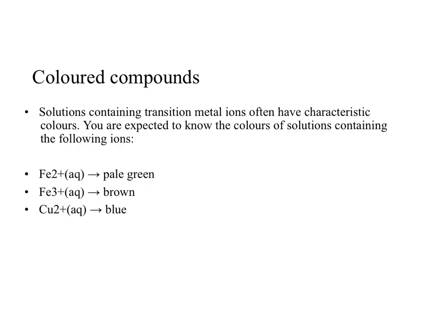Okay, so some transition metals have the ability to form coloured compounds, and you have to remember these three, so you need to learn them. They might ask you, and sometimes questions come up, copper has the ability to form a blue compound, whereas iron 2 is pale green and iron 3 is brown, so you just have to learn them. There's nothing more to it than just learning.